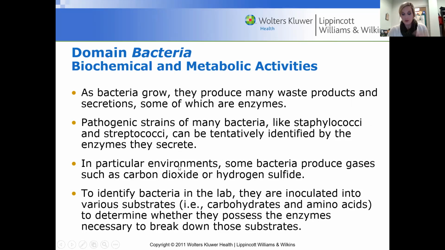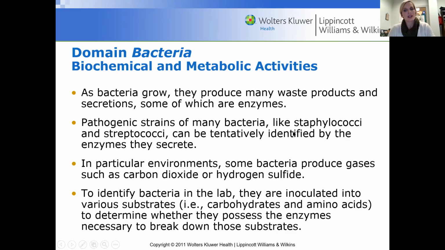Also, bacteria are classified according to their ability to produce their own wastes and enzymes. So as bacteria grow, they produce many waste products, the same way that human beings produce waste products. If you know that as we go through digestion, we produce things like feces, we produce carbon dioxide when we breathe out, we produce sweat, we are excreting all kinds of different things. Bacteria work the same way. They go through growth, and they produce waste products, some of which are enzymes.